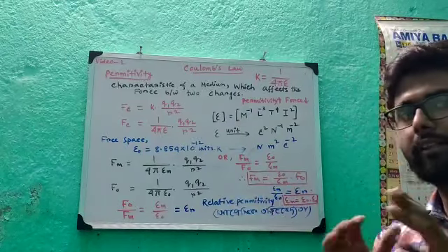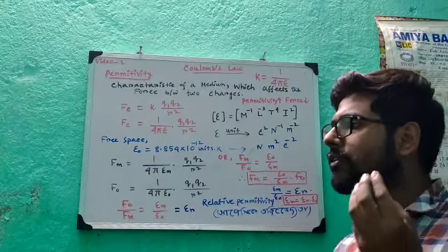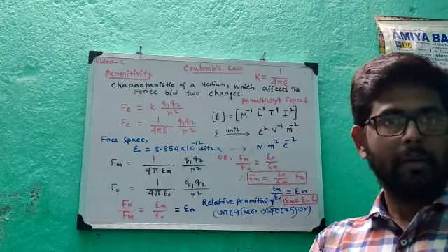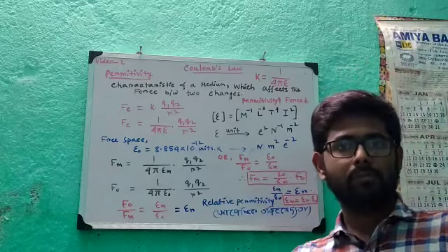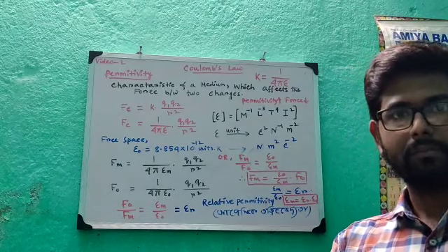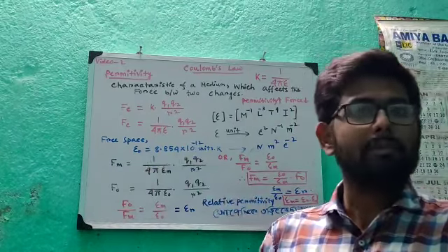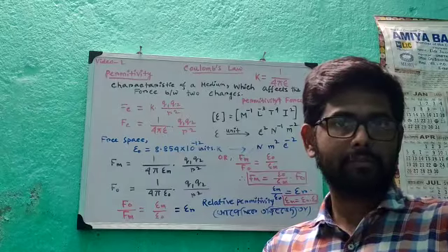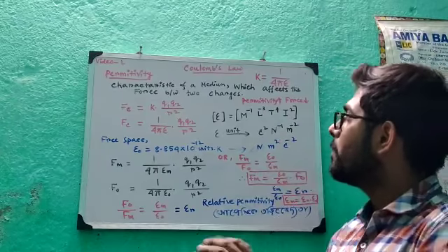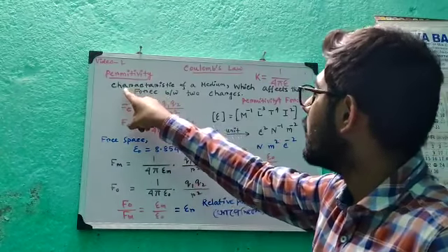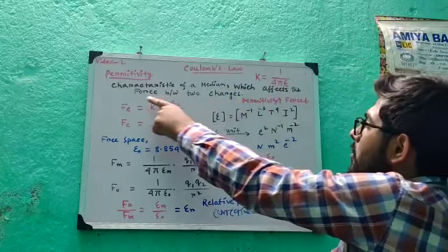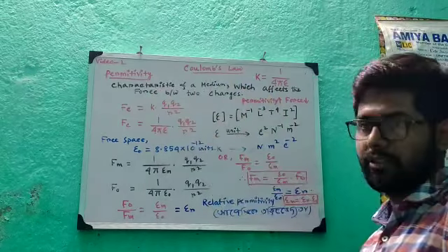For example, I have a medium X and I have a medium Y. Medium X gives total permission between two charges to interact between them. But medium Y does not give the permission to interact between the charges. That's permittivity. So I have written it here: it is the characteristic of a medium which affects the force between two charges.